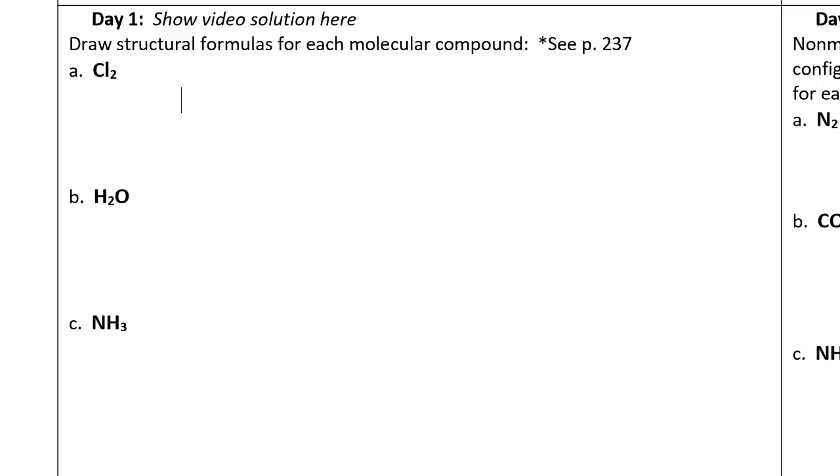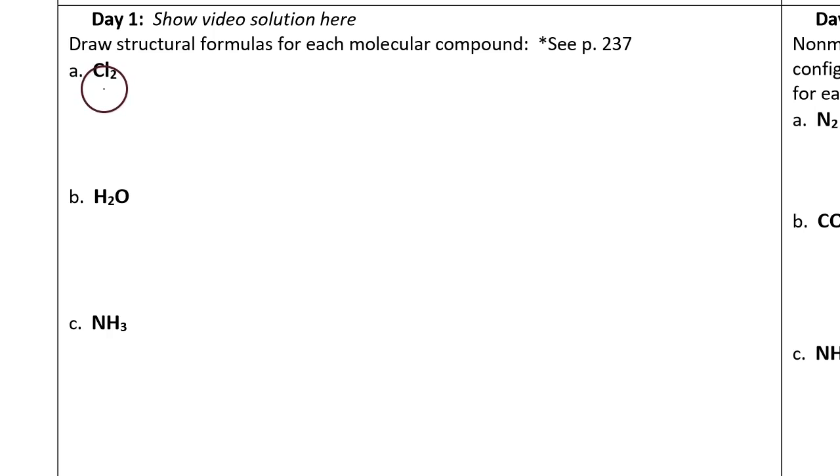Here is the answer for the Day 1 Bell work. Draw structural formulas for each molecular compound. Question A, diatomic chlorine. 2 chlorine atoms bonded together. When you draw the structural formula, you'll use dashes to represent covalent bonds and dots to represent unshared electron pairs.